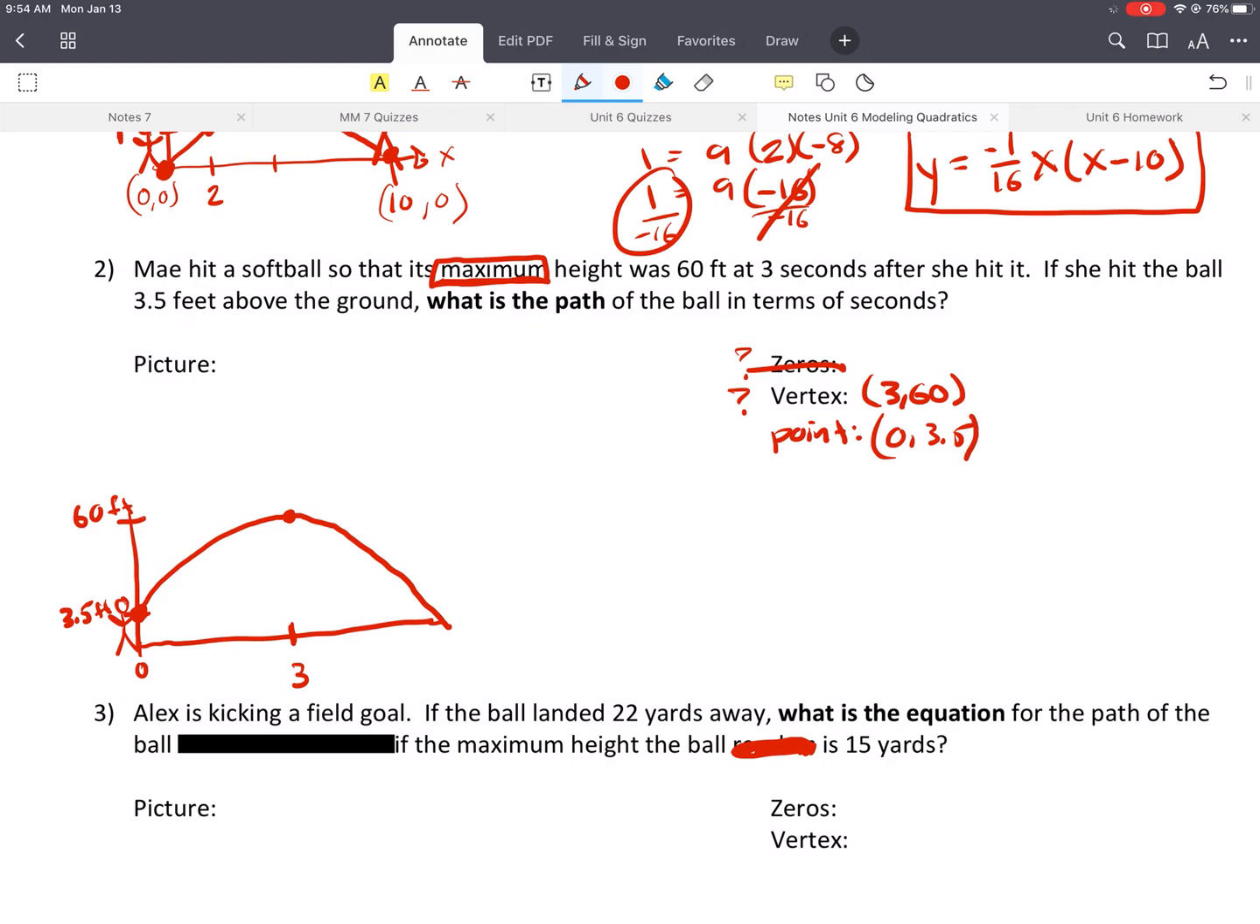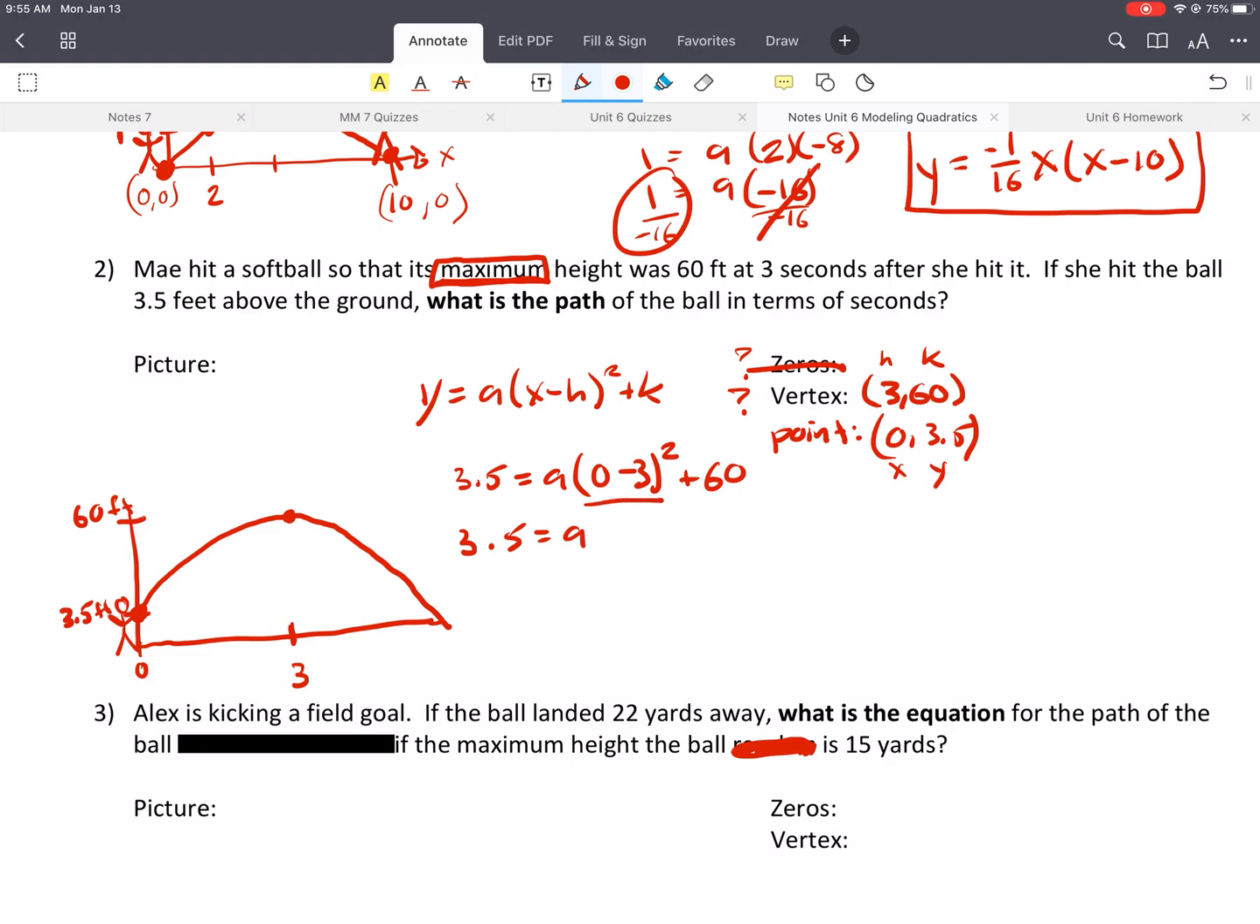And then we're going to label those. So this would be our x and our y. Vertex is h and k. So we have y is equal to a times x minus h squared plus k. We'll plug in all that information. We'll get 3.5 is equal to a, that's what we're going to solve for, times 0 minus h, which is 3, squared, plus k, which is 60. And then we just need to solve for a.